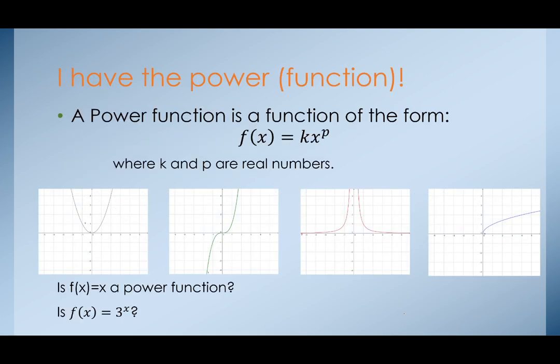So, a power function is a function of the form f of x equals kx to the p. Here, k is just a constant. Any constant, positive, negative, integer, fractional, whatever. Same thing with the power. The power can be positive or negative. Could be integer or fractional, whatever. And we have some examples of some power functions here, some of which you hopefully recognize, right?